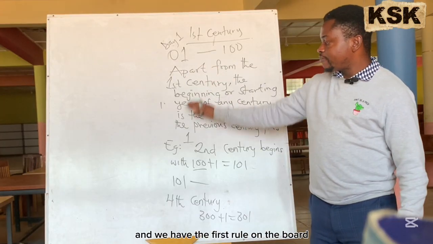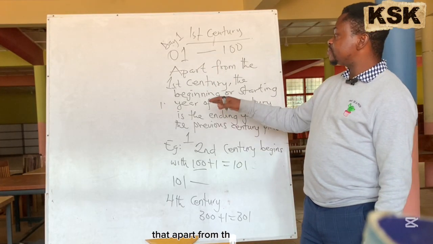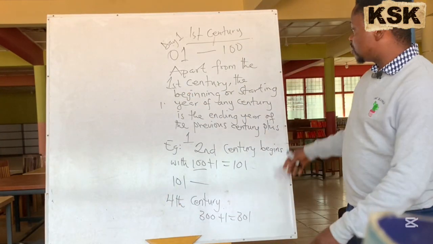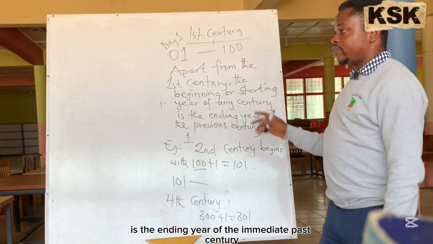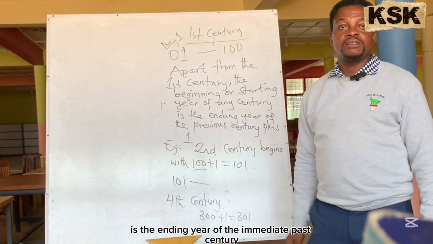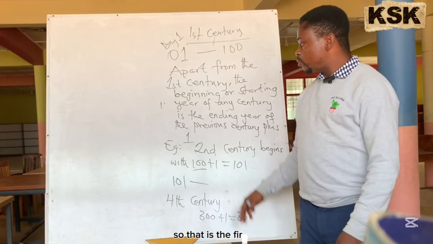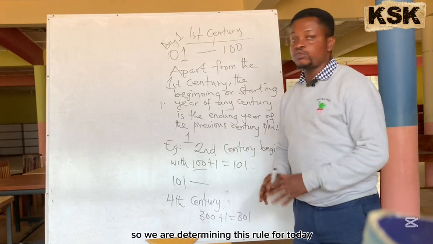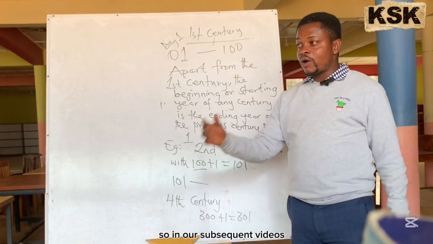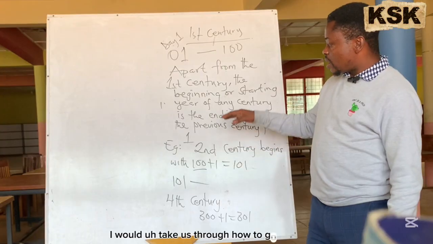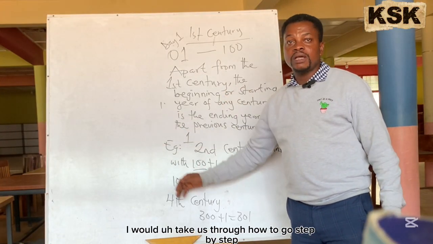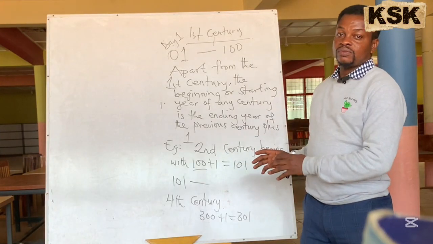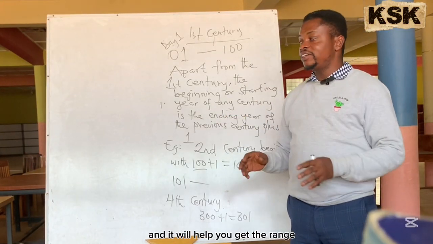And we have the first rule on the board, that apart from the 1st century, the beginning year of any other century is the ending year of the immediate past century plus 1. So that is the first rule. So we are determining this rule for today. In our subsequent videos, I would take us through how to go step by step. But I want you to carefully look at this rule, and it will help you get the range.